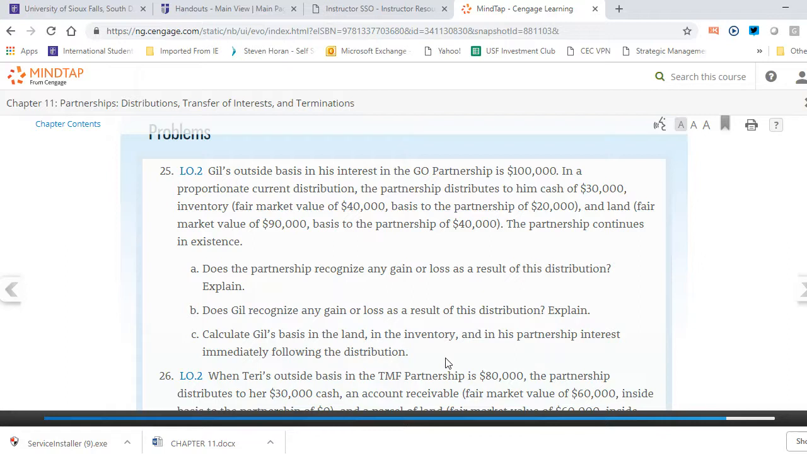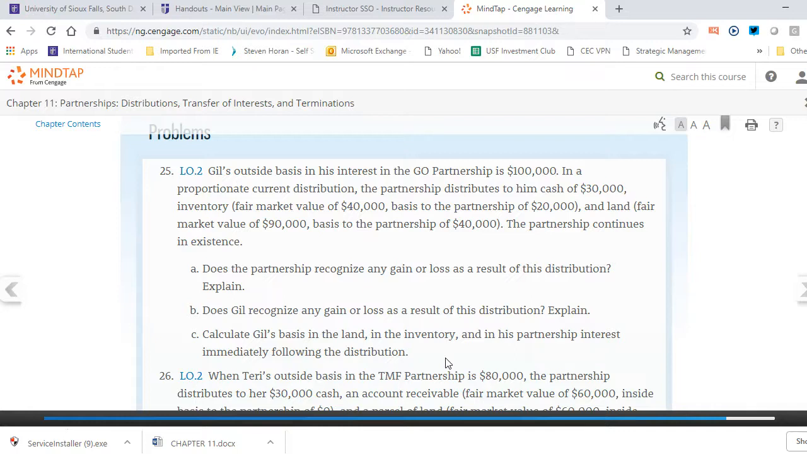There's some really good examples in the chapter. Definitely make sure you take a look at those. I should point out there's some really good summaries in the chapter itself of some good concepts. So I'm going to point these out to you right now while I'm thinking about it. So on page 7 of chapter 11 is concept summary 11.1, which is a summary of the proportionate current distributions, okay, the general rules. So that's one big thing to think about and take a look at. That will really help you with your questions.